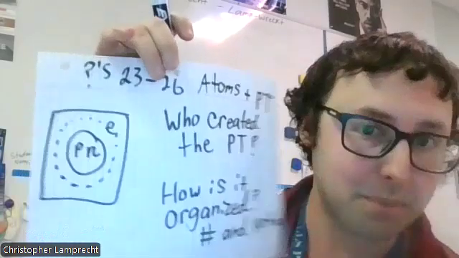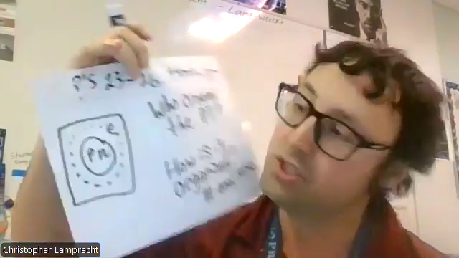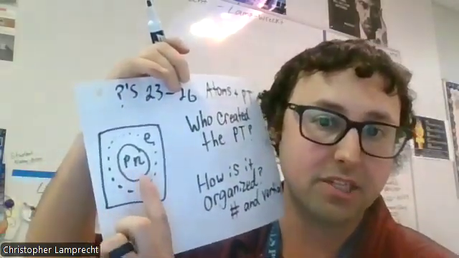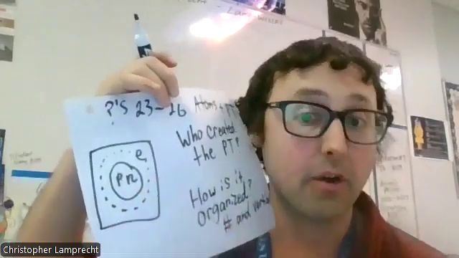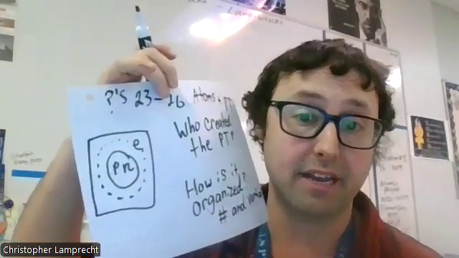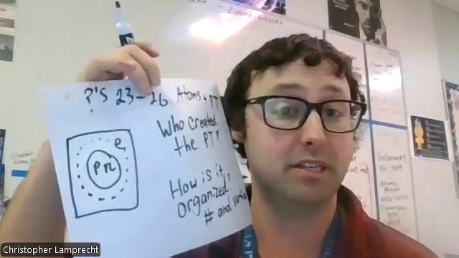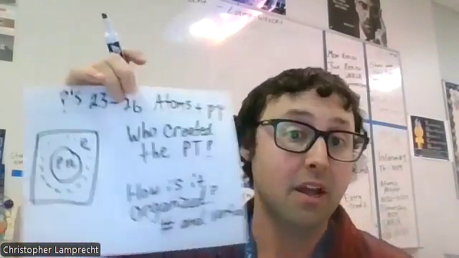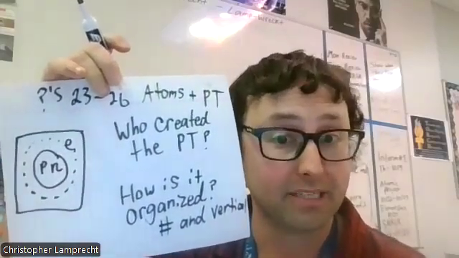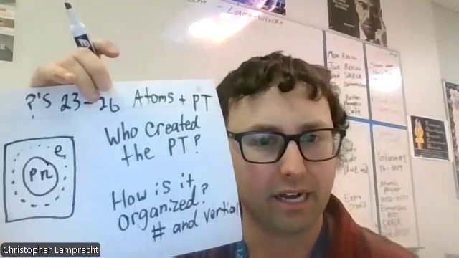23 to 26 is all about atoms and the periodic table of elements. So the first one is the structure. You should know that protons and neutrons, P's and N's, are in the middle. That is called the nucleus. Then you have your electrons that go around the outside. We did lots of practice with this for the atomic model project. The other two things you should really know is who created the periodic table and how it is organized.